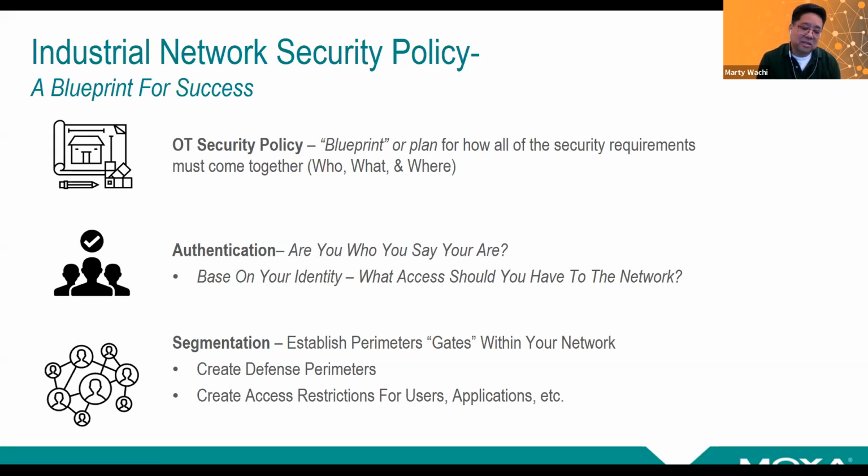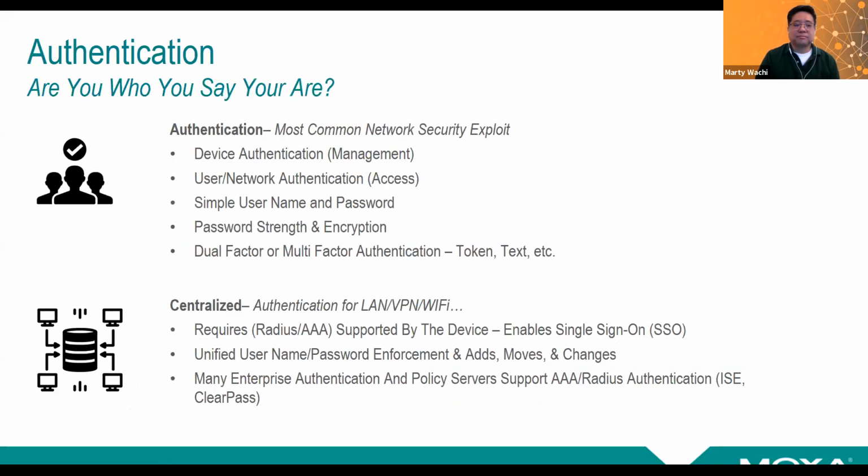And then on the segmentation side, or the vertical security piece, establishing those perimeters or gates within your network to create defensive perimeters, to keep things out. And if something does bypass that, to somehow keep it contained from spreading to your entire network. And then using things like access controls to restrict users and applications from being able to just go all over your network.